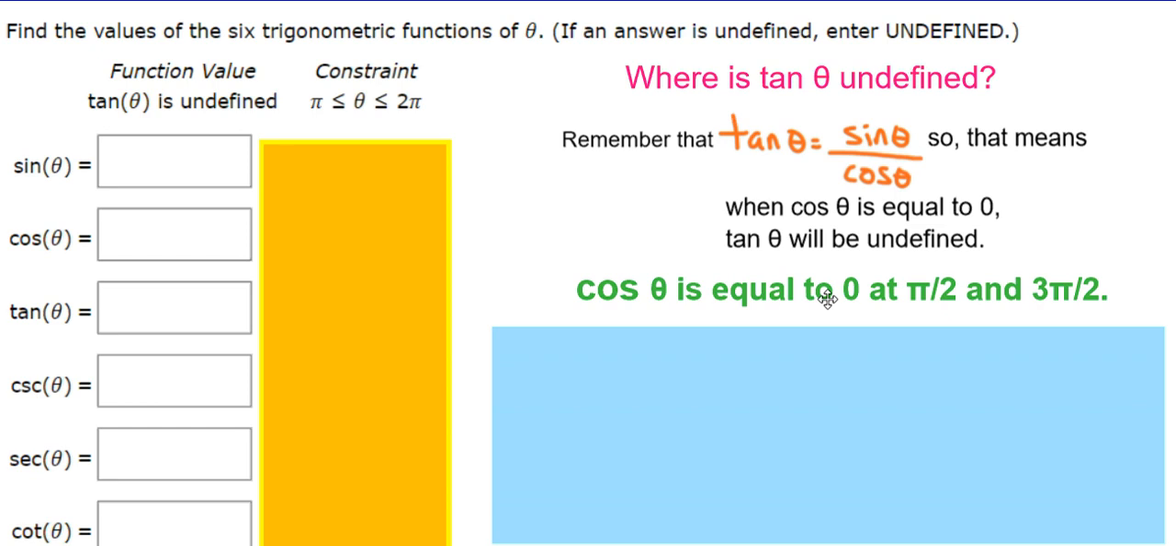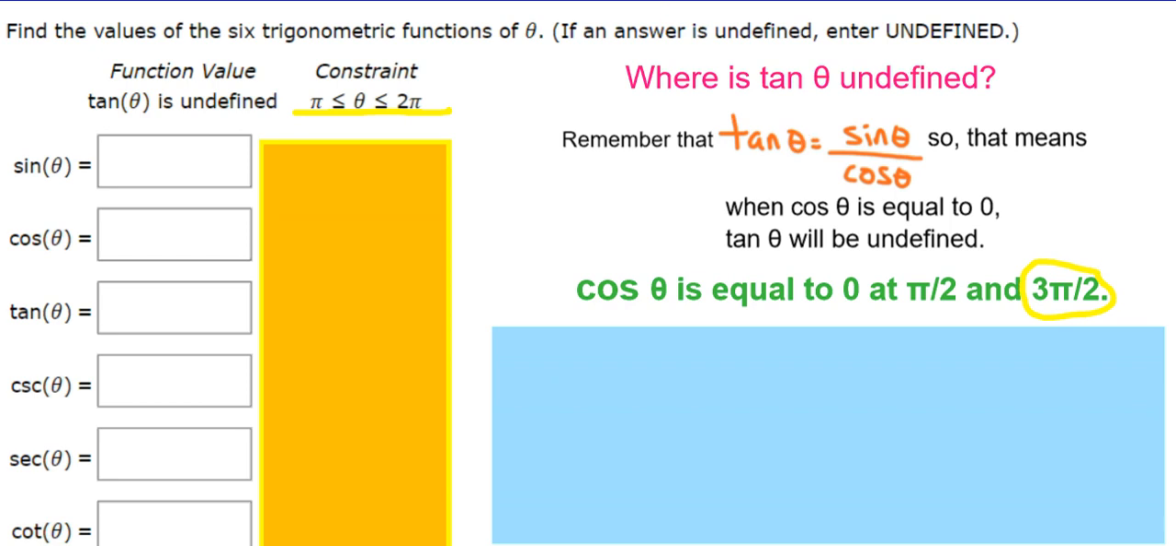All right, so we're like, wait, if it's pi over 2 or 3 pi over 2, how can we tell which one it is? We go back to the constraints here. So they say it clearly. The constraints are the angle theta has to be between pi and 2 pi. Well, pi over 2 is not. Pi over 2 is less than pi, so it's not going to fall in this constraint or these boundaries. So we know 3 pi over 2 is where we're talking about.